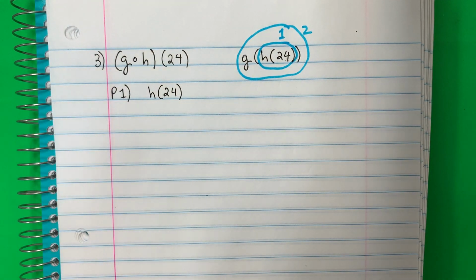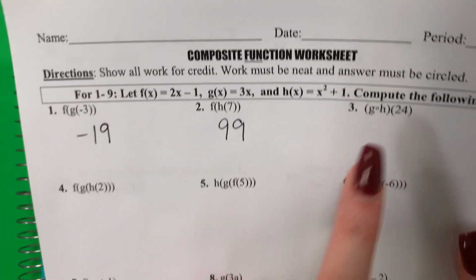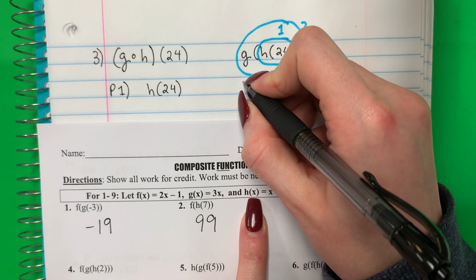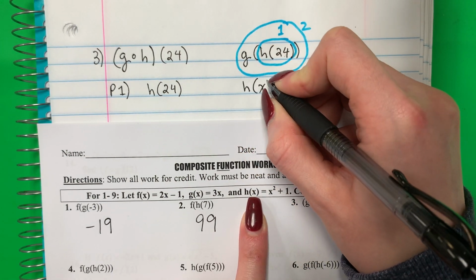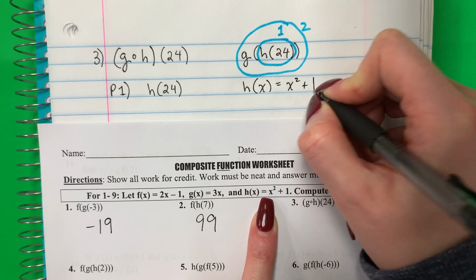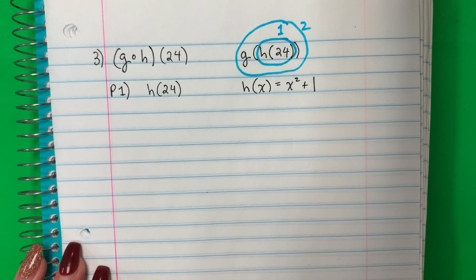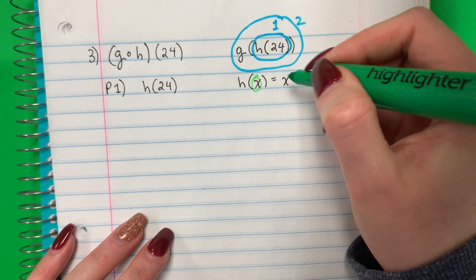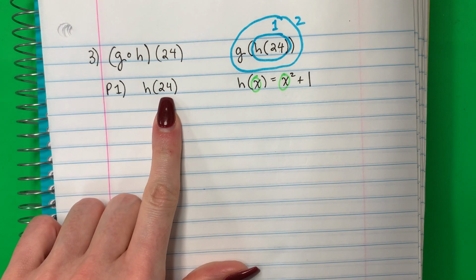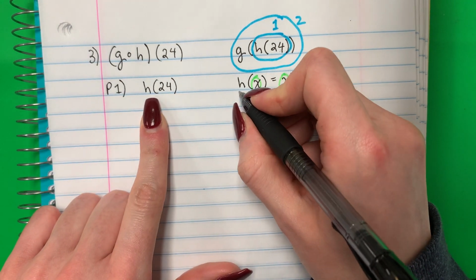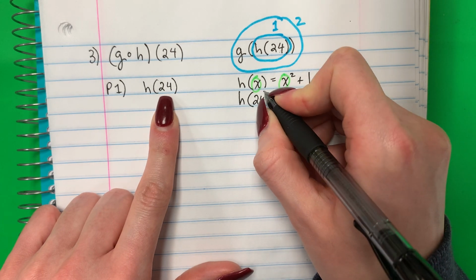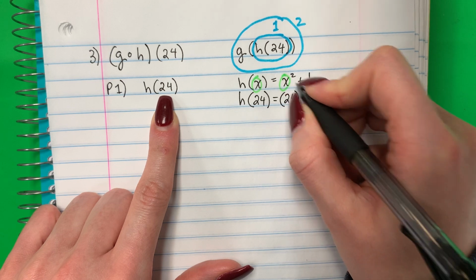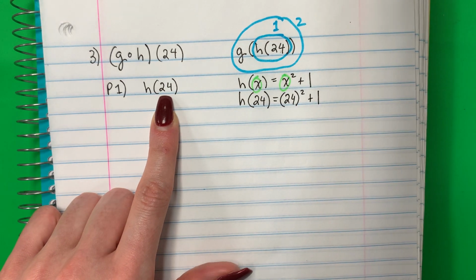Okay, let's find our H. Vamos a encontrar nuestro H. H is right over here. We're going to go ahead and copy it. H of X equals X squared plus 1. We're going to replace the X's. Vamos a reemplazar todos los X with 24, con 24. So H of 24 equals 24 squared plus 1.